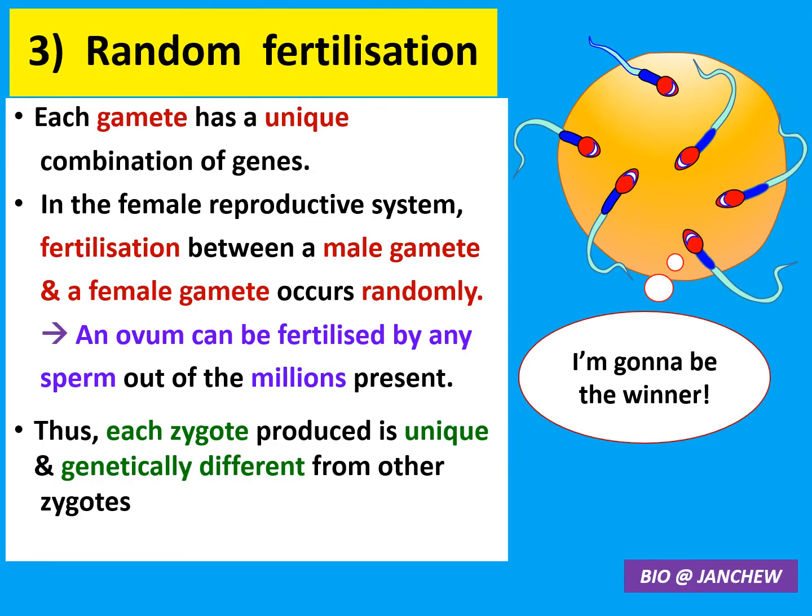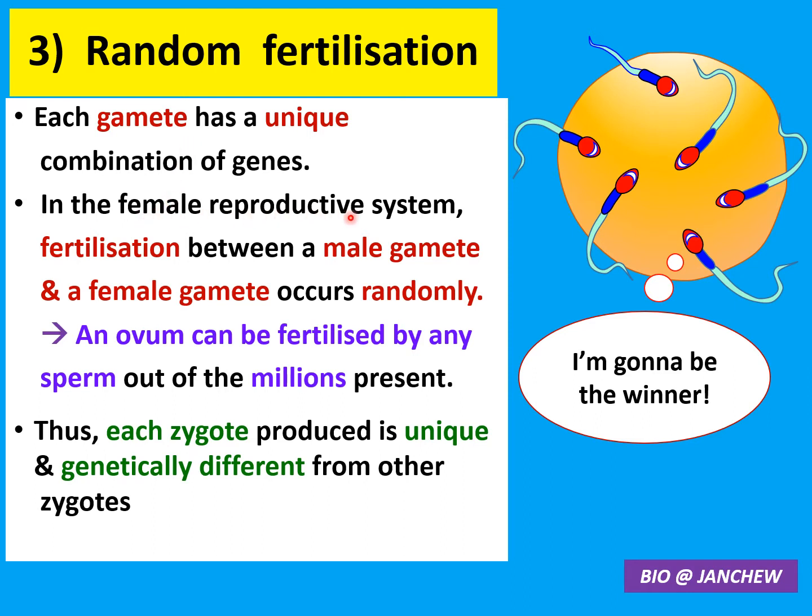The third event that causes variation is called random fertilization. Basically it means that during the process of fertilization, any of the male gametes present may fuse with the female gamete present. It occurs randomly and there's no fixed pattern. Each gamete has a unique combination of genes, meaning that each gamete is genetically different from the other. Each sperm or each ovum is genetically different from the other, although they may be produced in the same individual.